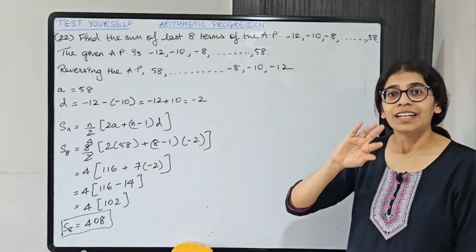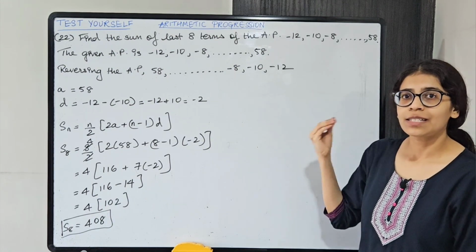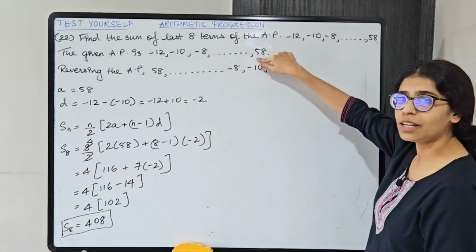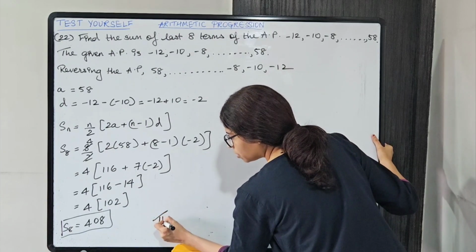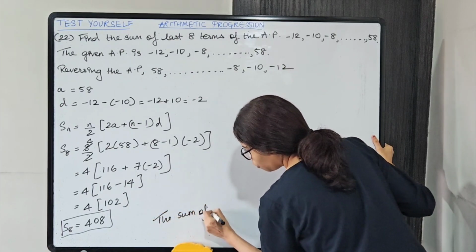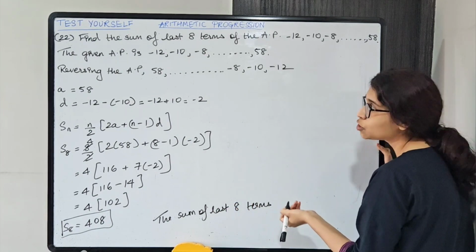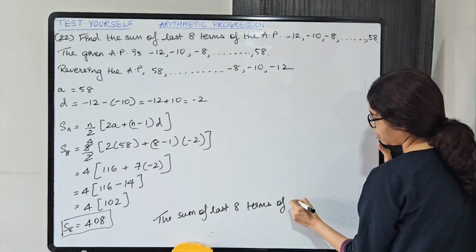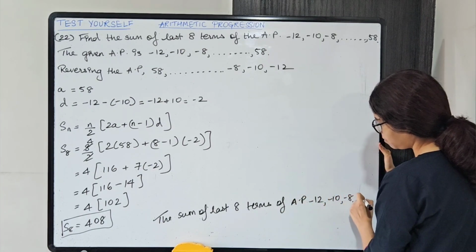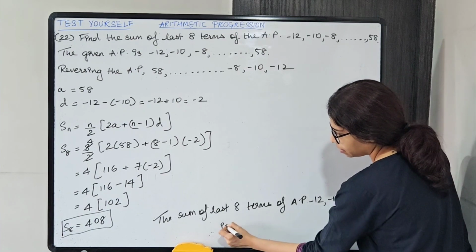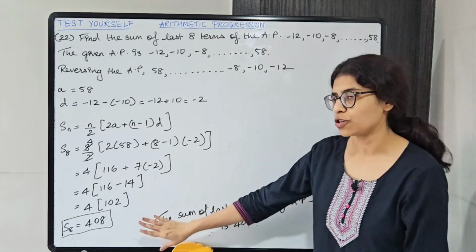Okay, so write down the final statements in original form. So sum of last 8 terms of the original AP is 408. So I'll show you the statement. The sum of last 8 terms, and then write down the original AP of AP minus 12 minus 10 minus 8 up to 58 is 408. Don't forget the final statement and box the answer. Okay.